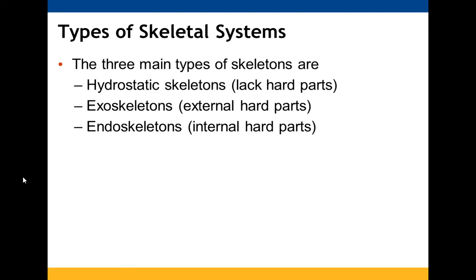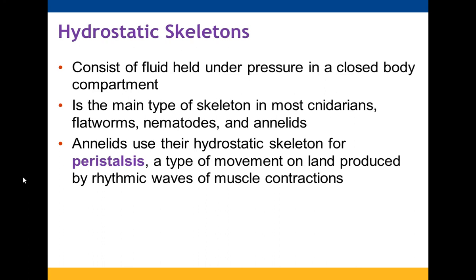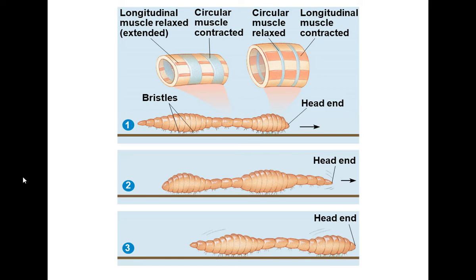Three types of skeletons: hydrostatic, which lack hard parts; exoskeletons, which are found externally, they're hard portions; and endoskeletons, which are internal hard parts. Hydrostatic skeletons are fluid held under pressure in a closed body compartment. We find this in cnidarians, flatworms, nematodes, and annelids for the most part. Annelids are able to use this for peristalsis, a movement produced by rhythmic waves of muscle contractions. So there you can see its particular movement.